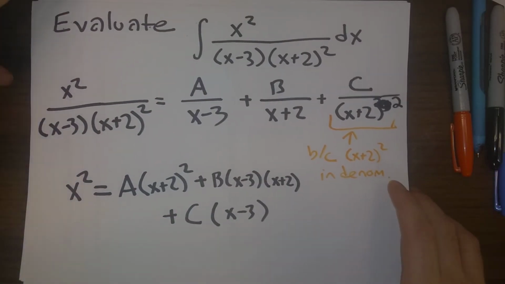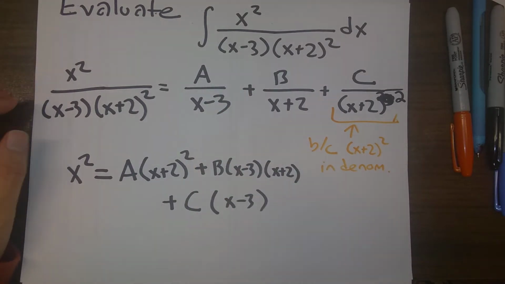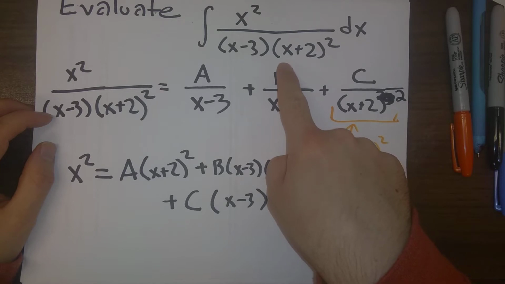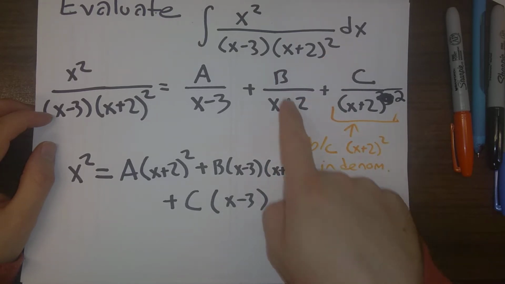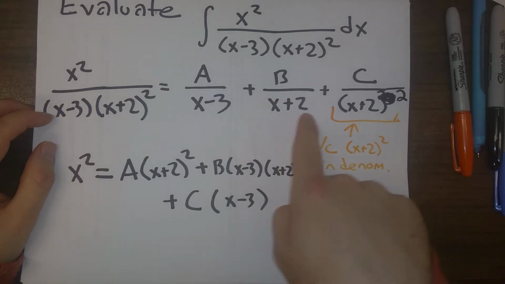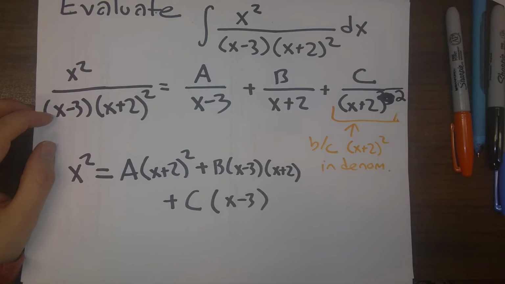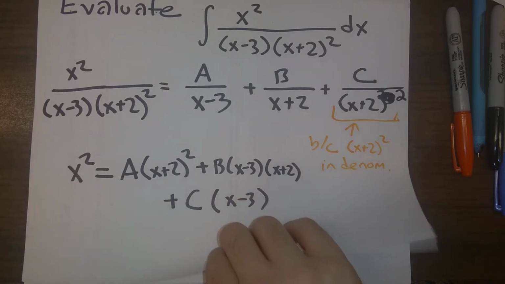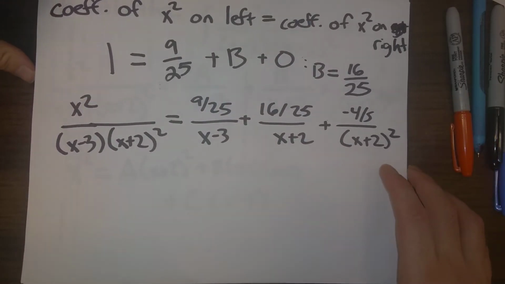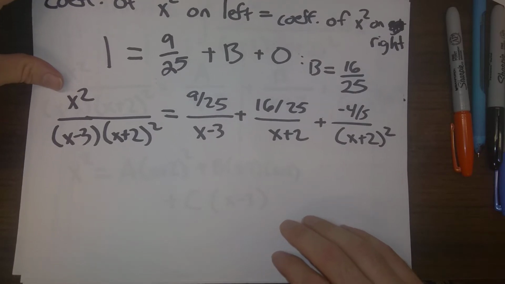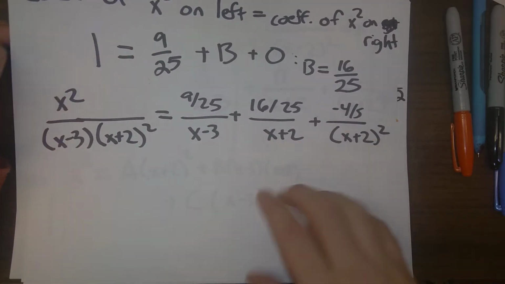So you recall that we wanted to evaluate this integral of x squared over x minus 3 times x plus 2 quantity squared. And we said this was what we were aiming for. Because we had a factor of x plus 2 squared in our denominator, we need one term, b, a constant over x plus 2. We need another term, c, over x plus 2, all of that squared. And after a lot of work, which I'm skipping here, this is what we ended up with in terms of the constants.